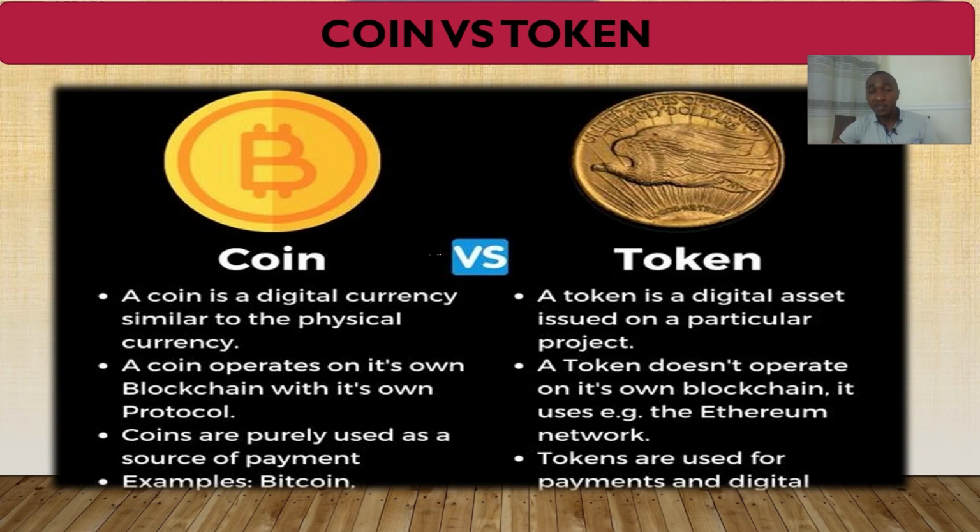So, what is a coin and what is a token? Let's say from the picture that we have, a coin is actually a digital currency similar to a physical currency. A token is actually a digital asset issued on a particular project.